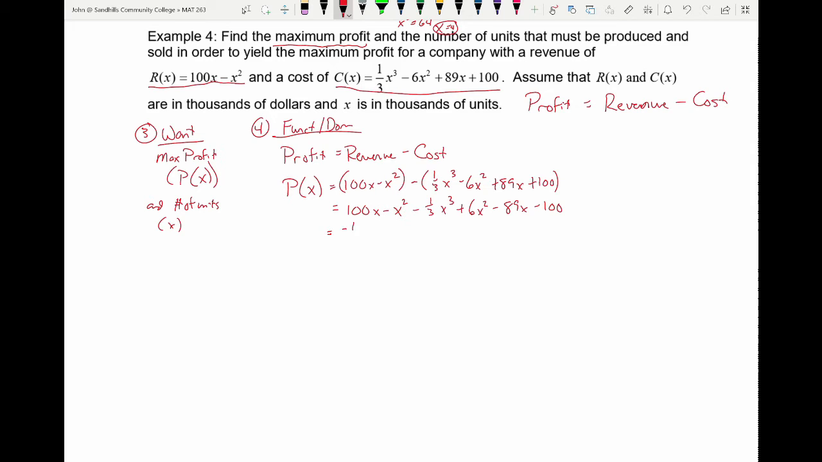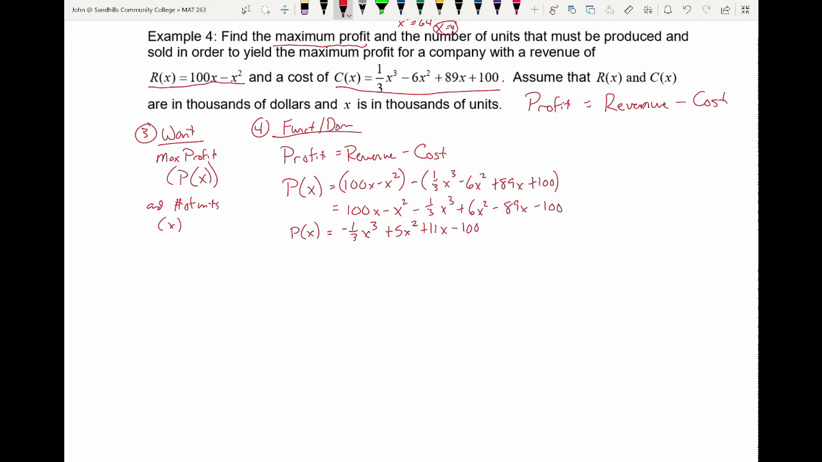So we end up with a profit equation, P of x, equal to negative 1/3 x cubed plus 5x squared plus 11x minus 100 whenever we combine those terms.